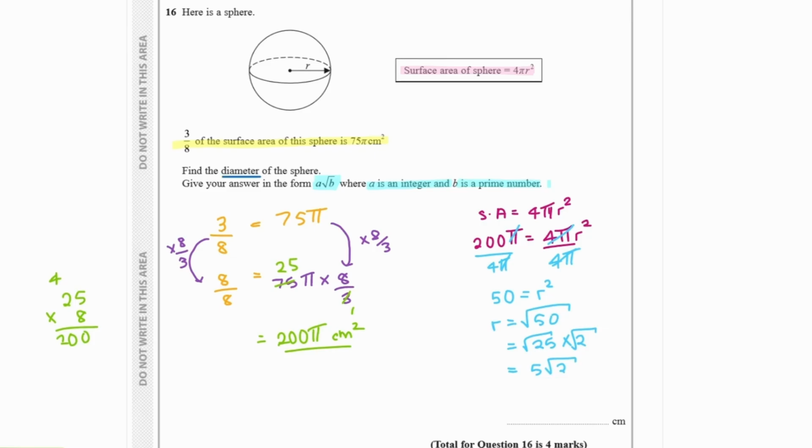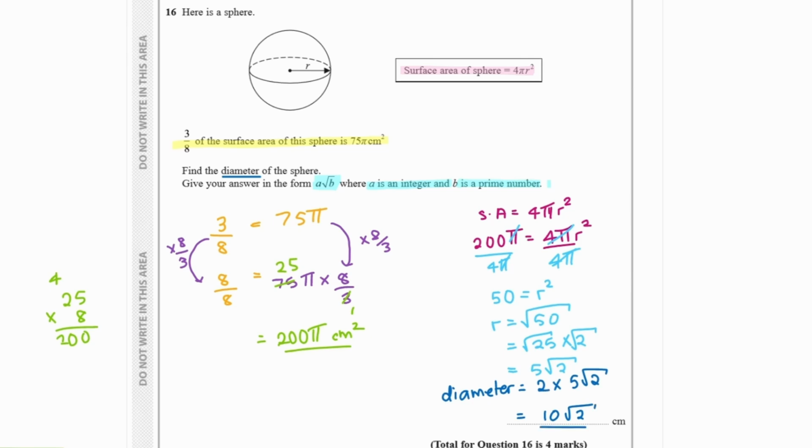However, the question was asking us to find the diameter, and this is just the value of the radius. So to find the diameter, we can just multiply the radius by 2. So if we multiply 5 root 2 times 2, this will give us 10 root 2. And this is our final answer for this question.